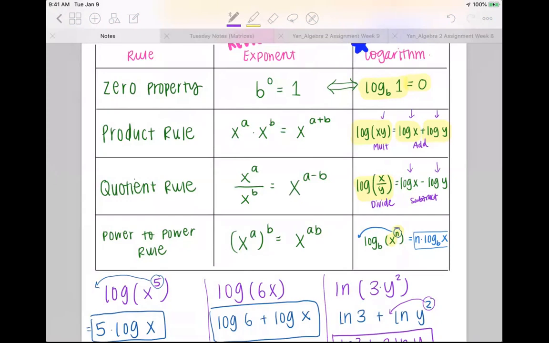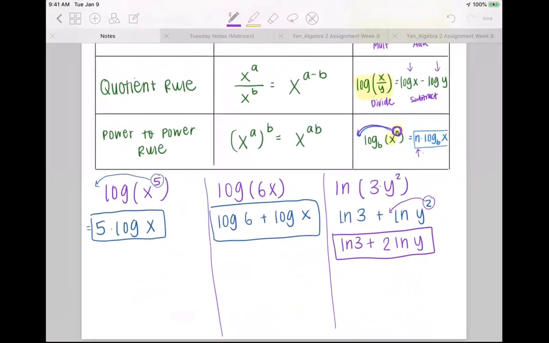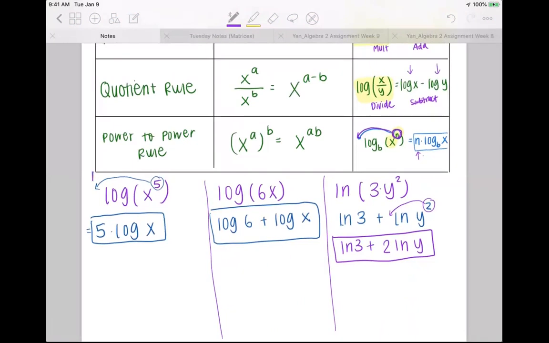One more time, this exponent right here, n, we put it right in the front. So it looks like n times log base b of x. And I showed an example right here in the front with the log x to the 5th power. Any exponents that you have, you put it in the front, which is 5 log x. Okay?